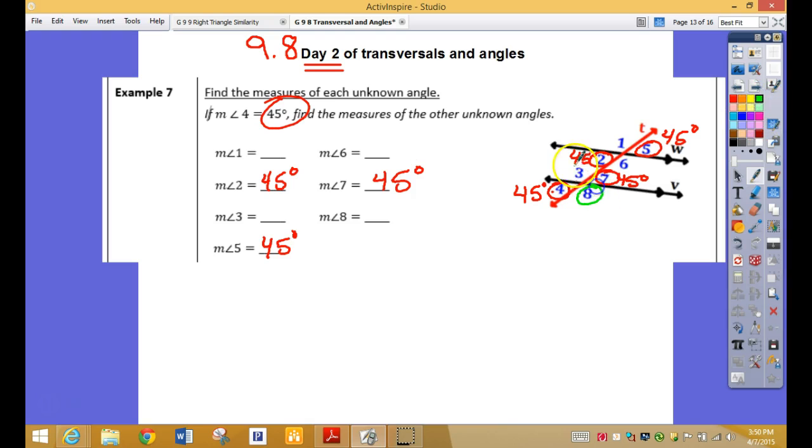And these will all be congruent. And how do I find that? Well, I know that 1 and 5 are supplementary. And I know this one's 45 degrees, so 2 supplementary angles added together equal 180 degrees. So if you take 180 minus your 45, you end up with 135 degrees. So that's what all the remaining 4 angles are, 135 degrees.